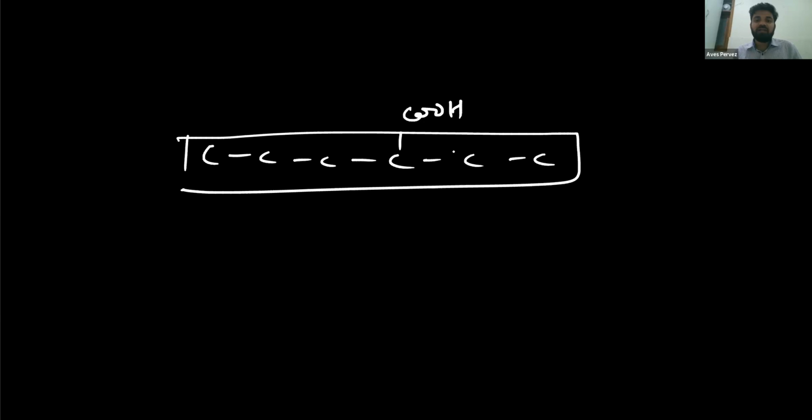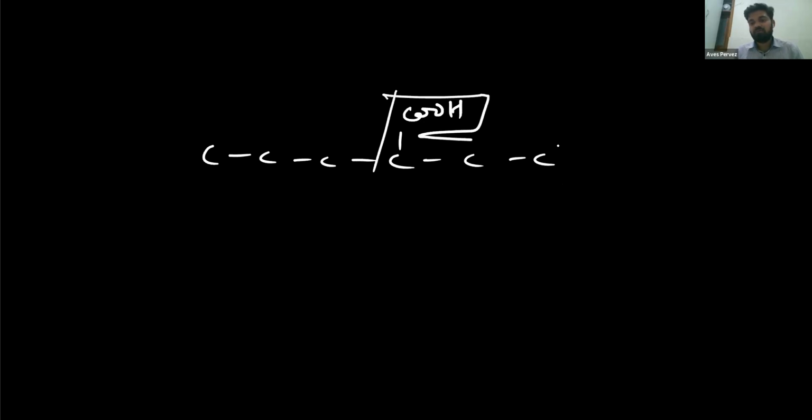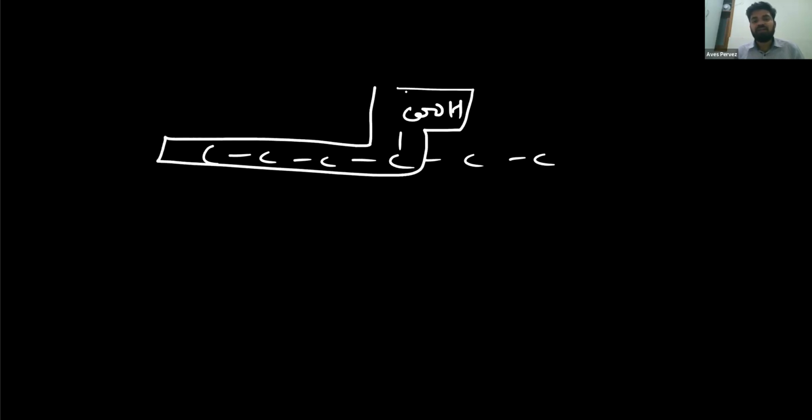So you can either select it this way, 1, 2, 3, 4, or this way. But you have to select it this way because you are getting more carbon in the chain, 1, 2, 3, 4, 5. And these two carbons will be considered as branch. We'll discuss this later. The numbering should be done in such a way that the functional group carbon gets the lowest possible number. So this will be 1, 2, 3, 4, 5.